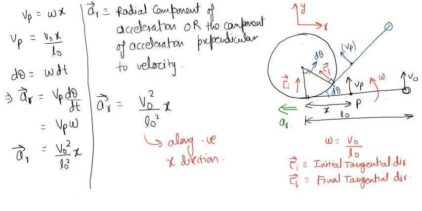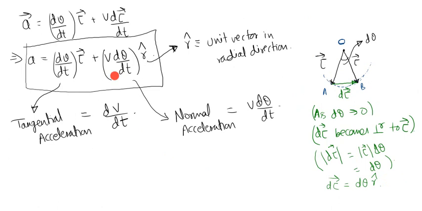Now d theta is this angle as well as this angle, but I know that d theta by dt is equal to omega. Omega is the angular velocity with which this string is rotating. So d theta can be written as omega into dt. Now I know that the radial component of acceleration is v into d theta by dt. This I have derived here. So this is the radial component of acceleration, v into d theta by dt.